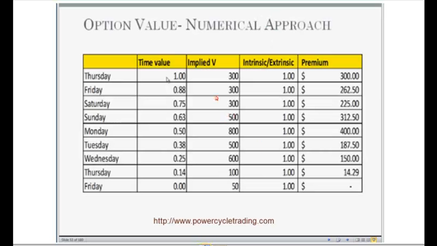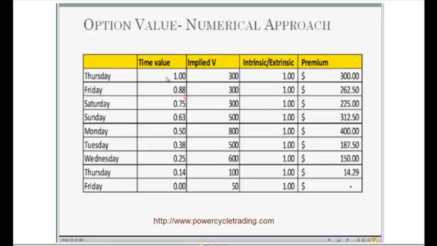Here's another table to illustrate that. Here on Thursday, you've got time value at 1. I put these numbers in: implied volatility at 300. Intrinsic, I left at a constant of 1. You multiply these together to create your option price. And you can see on Thursday, when you had 100% time in there, times that 300% volatility, times intrinsic, your premium came out to 300.